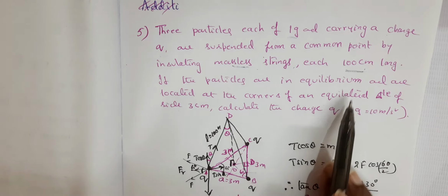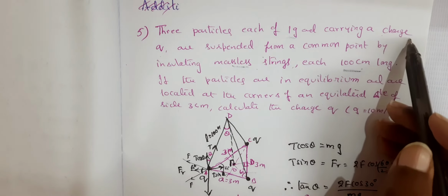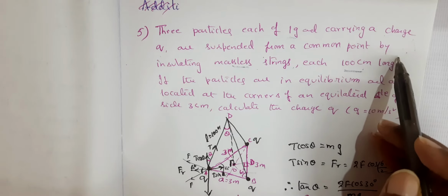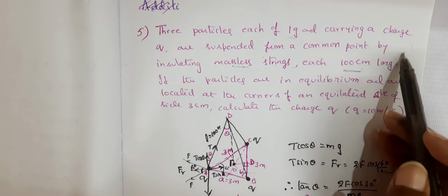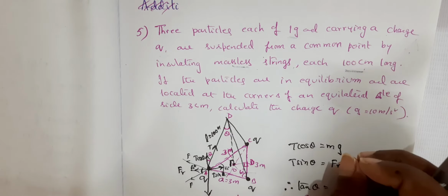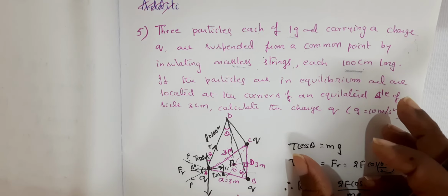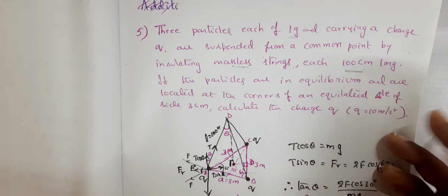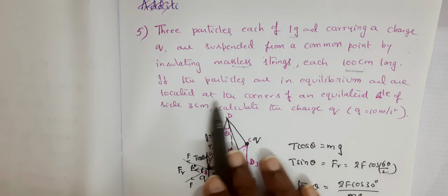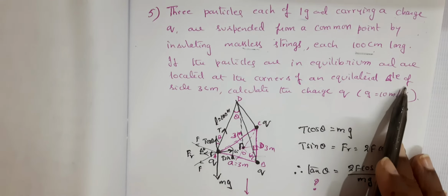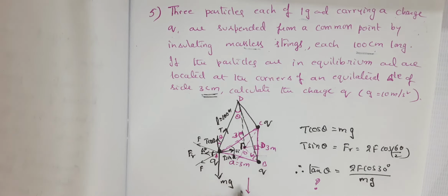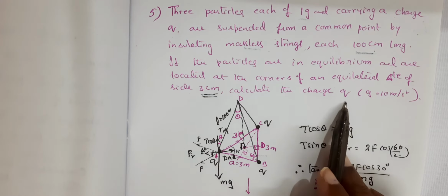from a common point. So when you say that it is from a common point, it is obvious that when all the three charges are of equal magnitude in charge and mass, they will repel away from each other, so that they will be in equilibrium at the vertices of an equilateral triangle, obviously. But anyhow, that is also given in the problem, right? And they are located at the corners of an equilateral triangle of side 3 centimeter. So what's the side of the equilateral triangle? 3 centimeter. Calculate the charge q.